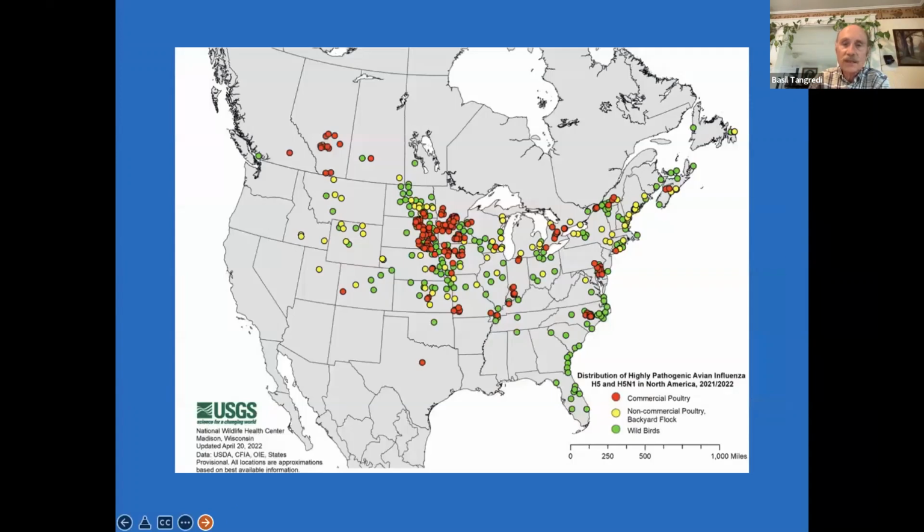And this is the latest map from the USGS. Commercial poultry are the red dots. The non-commercial, the backyard birds, are the yellow dots, and the isolations from wild birds are the green dots. So you can see it's gone pretty much across the spectrum of the continent, but you can get an impression of where the flyways are just by looking at the distribution of the incidence of this virus.